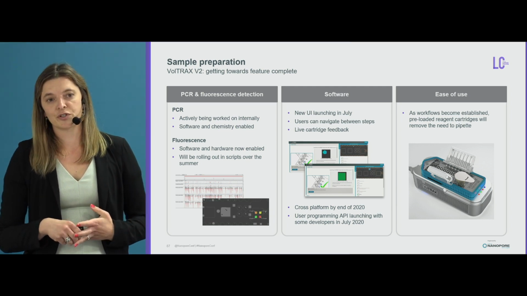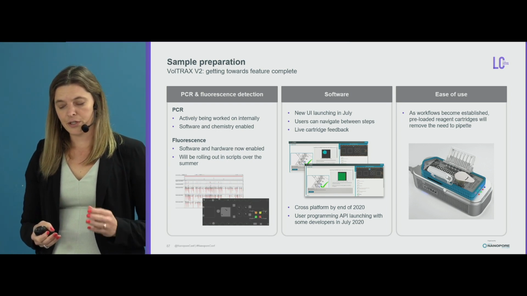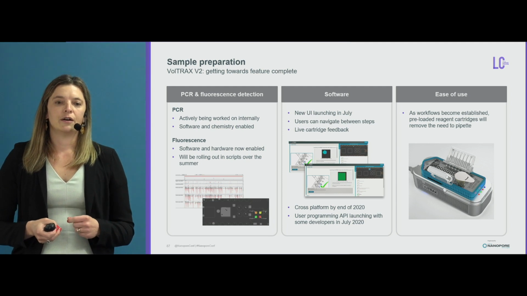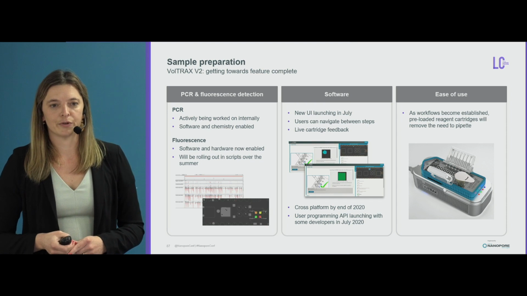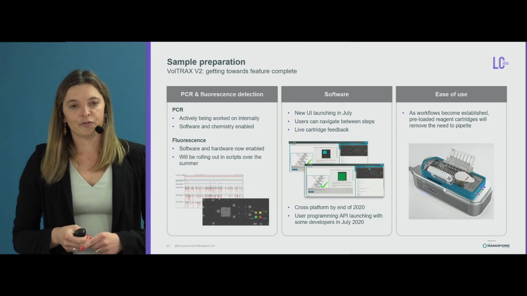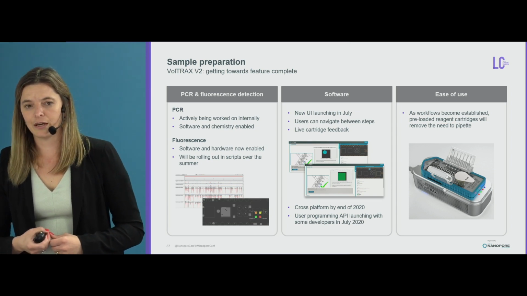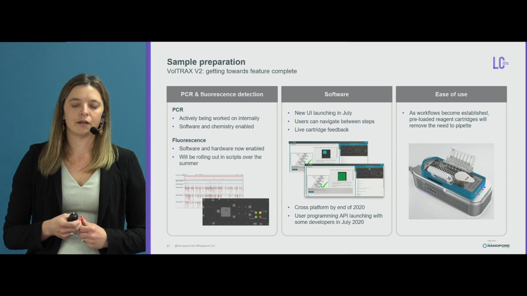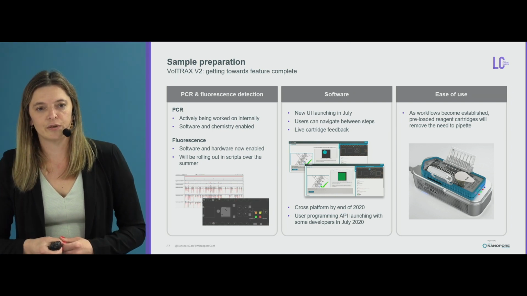We've got the software and the chemistry ready. What we found is that we get great results internally, but we want to make an upgrade to the cartridge in order for that performance to be robust in field. So our engineering teams are currently working on that. On the fluorescence, again, we've got our software and hardware now working, and we'll be rolling out the ability to detect your DNA or RNA over the coming weeks and months in new scripts that we'll be pushing out into the field.